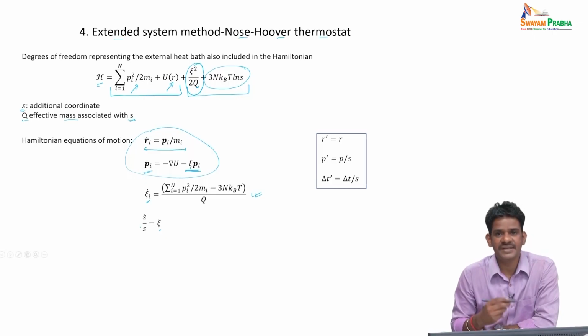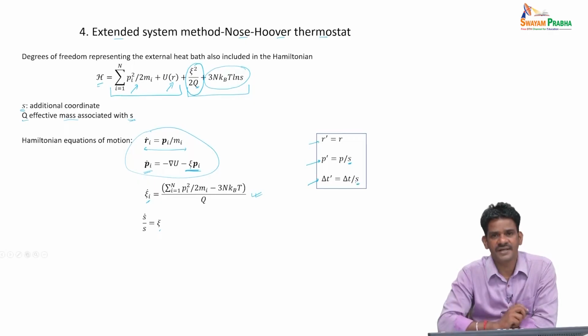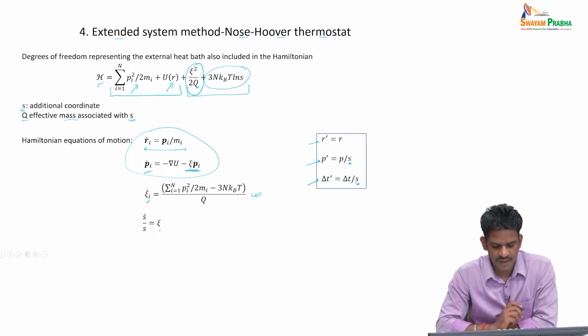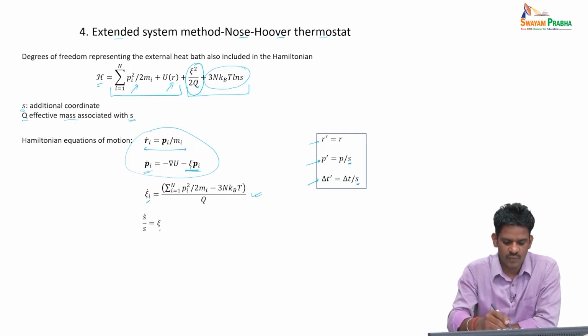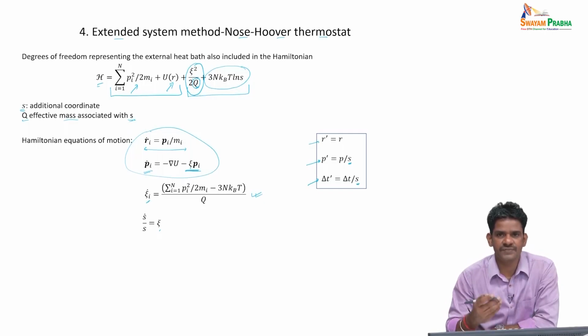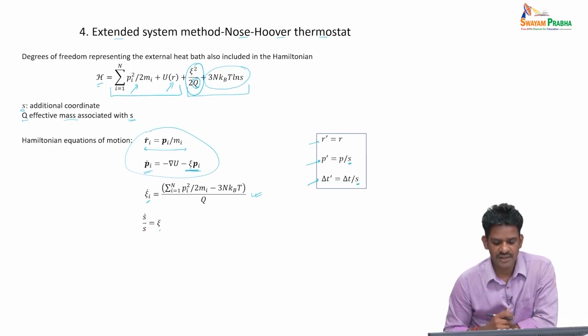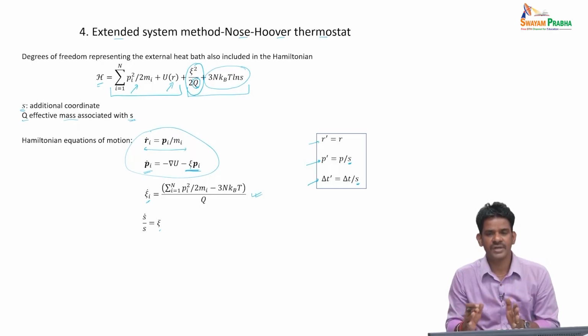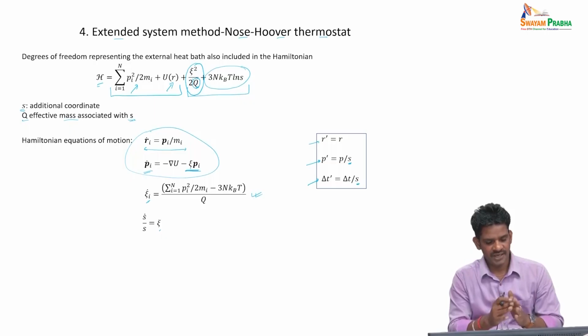All of them will simultaneously evolve, and once we solve this, we get the true particle positions, the true particle momenta, and the time step. These are all now scaled back by the scaling factor S. So as a user, what you need to do is decide what this Q parameter is, that is, the initial mass. The mass will tell you how strongly the system and the surroundings are coupled, and we think about the system and surroundings as one composite system and write the Hamiltonian.